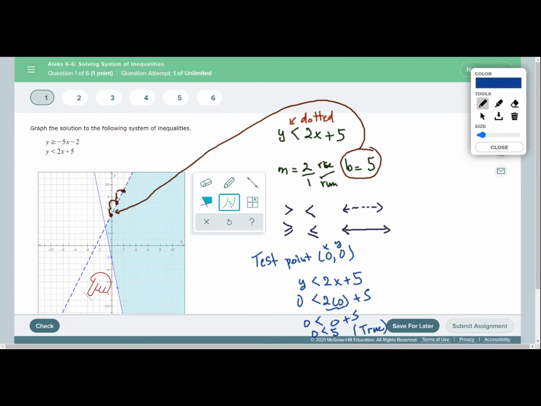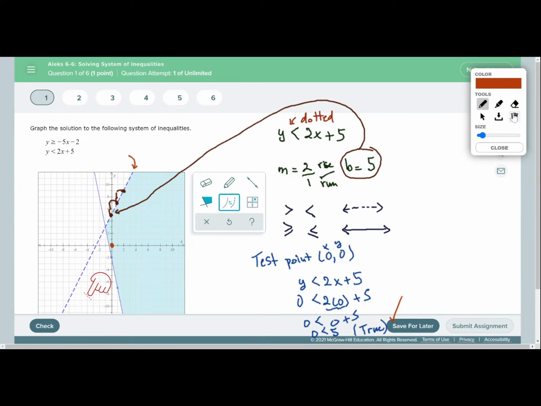So what we're going to do is shade the area that contains the point 0, 0. I want to make sure you see which line we're looking at and where the point is. The line that we're looking at is a dotted line, this one. So you have the part above and the part below. 0, 0 is below the line and it gives you a true statement. So you shade the area that contains the point 0, 0.